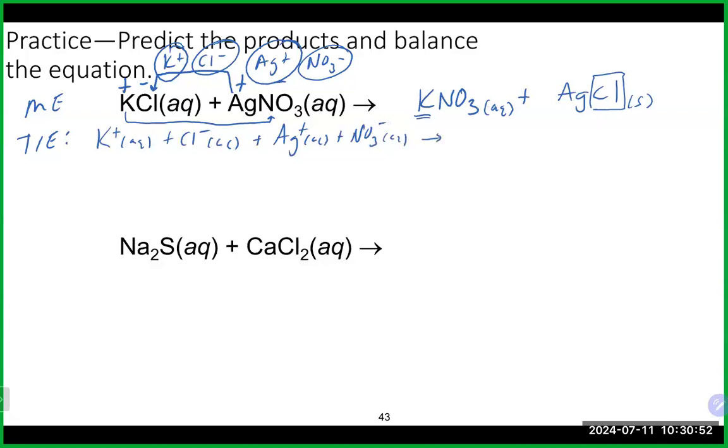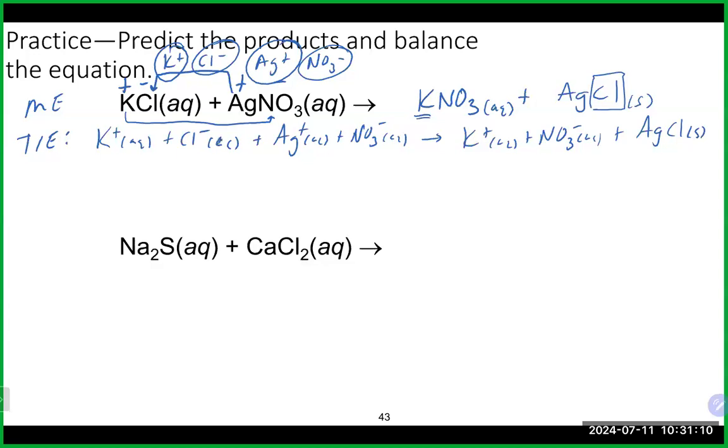Potassium nitrate on the right-hand side is also a strong electrolyte, breaking apart into a K plus and a nitrate. And once again, as we've talked about, because it's a solid, it will have to stay together in this case. And this will give us our total ionic equation.